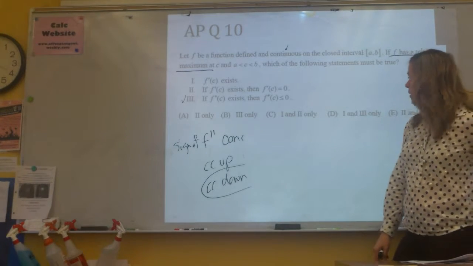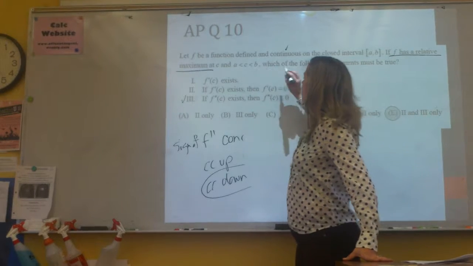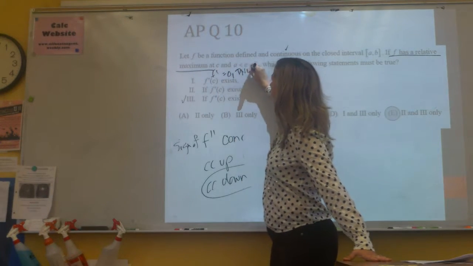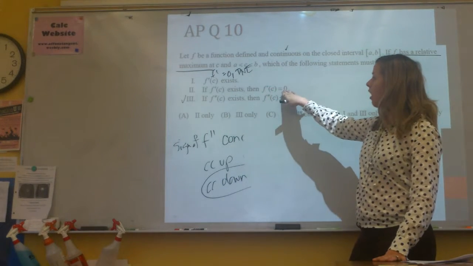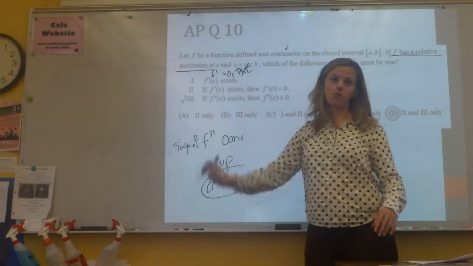And we're back. All right, so the answer is E. F prime does not have to exist because at a relative max, f prime could be 0 or it could be DNE. It's going to be one or the other. So it doesn't have to exist because it could be DNE, but if it does exist, if it's not DNE, then it must be 0. That's the only other option.